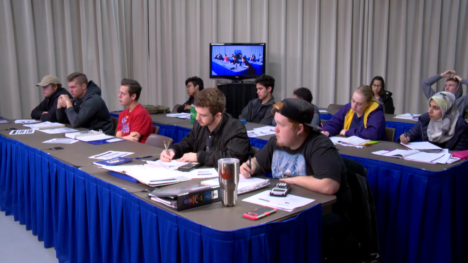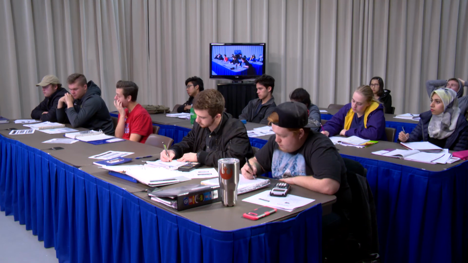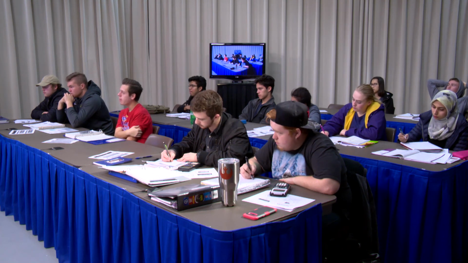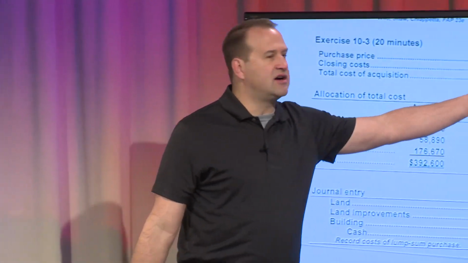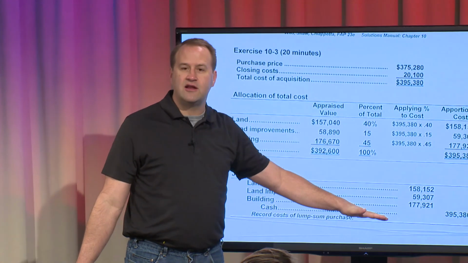I have one. So you took the percentages times the 395,380. Then where do you book the closing costs? Because I see the closing costs up there. Where do you put that down below? You know what I mean? Okay, it's a great question. What you're saying is this closing cost of $2,100 isn't really segregated anywhere.